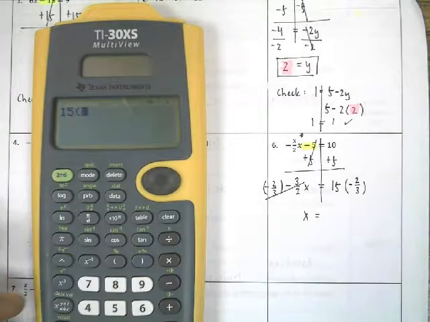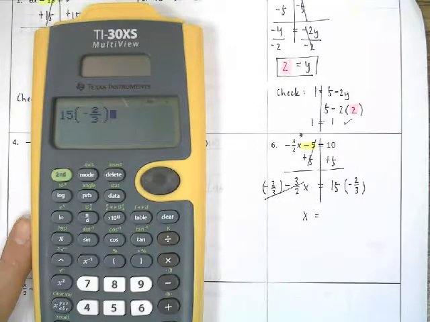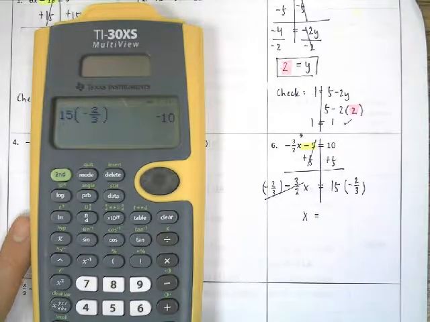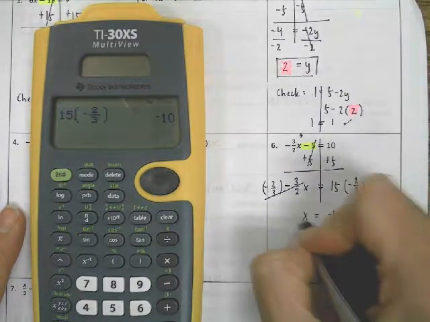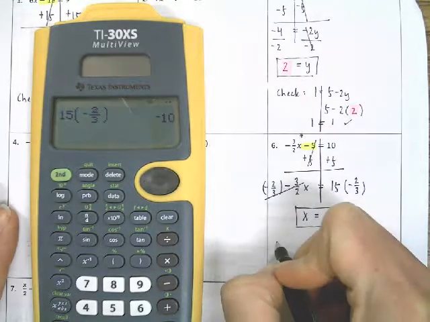So my x comes down, and now here I can use my calculator to help me out. So I have 15, and then parentheses, I have a negative 2/3. And I get a negative 10. So that's what I think my solution is. So here comes the check.